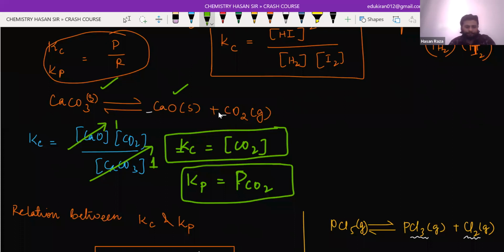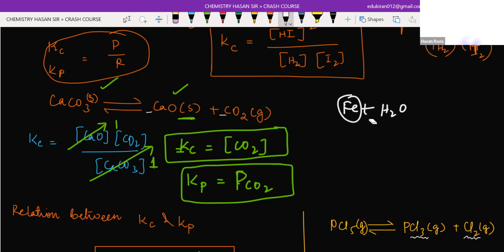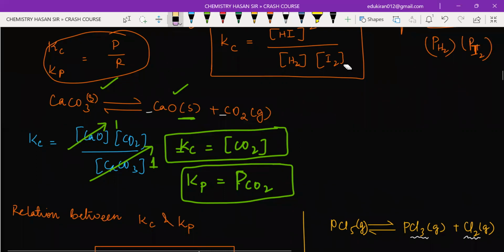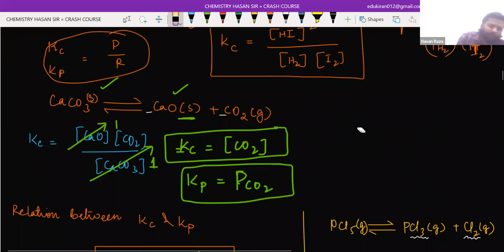Yes, sir. How can we know if it's in pure liquid or solid state? It will be written as liquid, it will be written as solid, like this. Are you getting my point? If I give iron reacting with water, first of all, iron will be in which state? Solid. So mostly it will be very easy to understand, or it will be given in the reaction. So don't worry about it. Okay. Let me know when you are done with this.